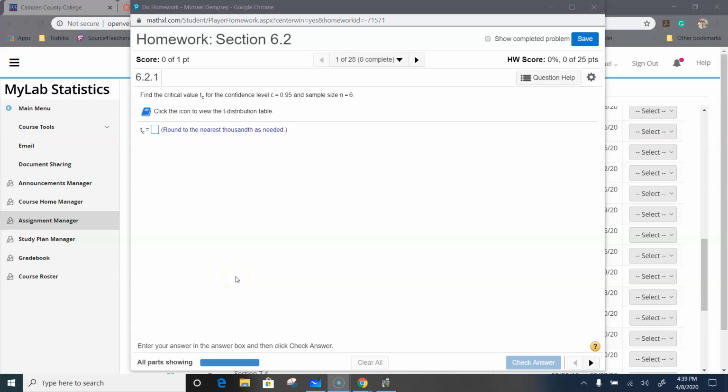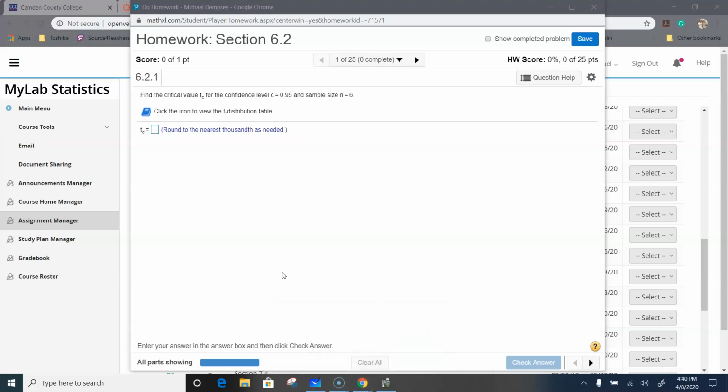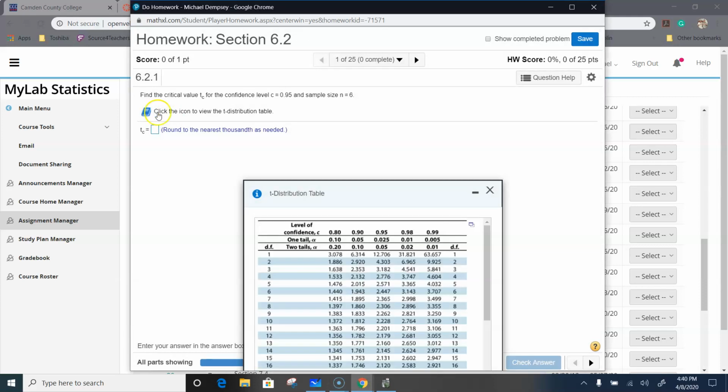Okay, looking at some 6.2 homework problems here. The first one should be pretty easy if you were in class or watched the video of our class time together. They're going to give you the t-distribution. I actually had your table loaded up in here from your textbook, but they're going to give us the t-distribution just to go ahead and click on. It'll be right here for us.